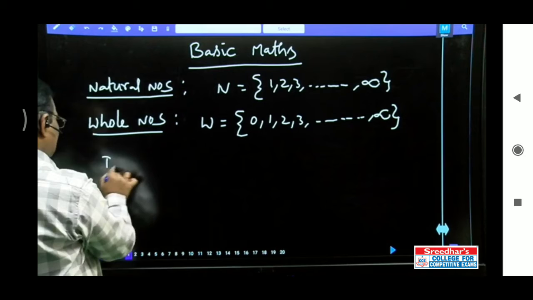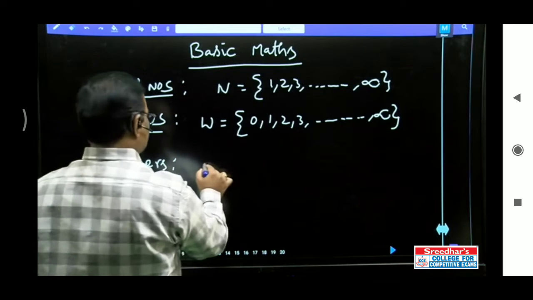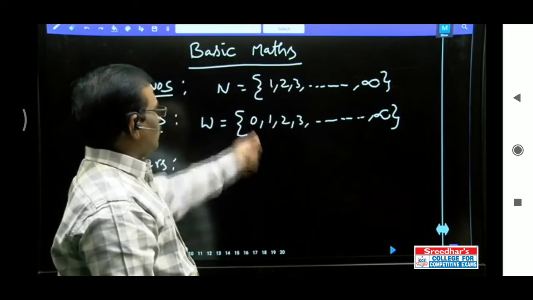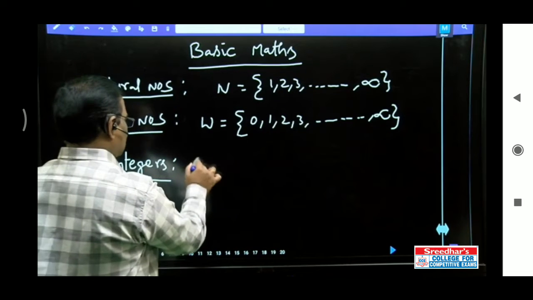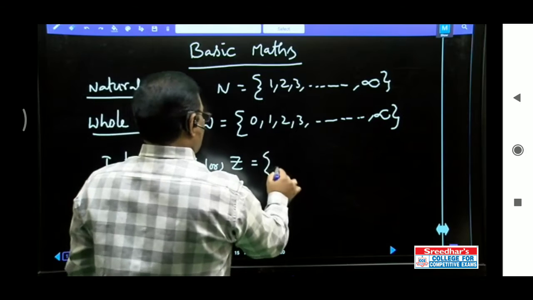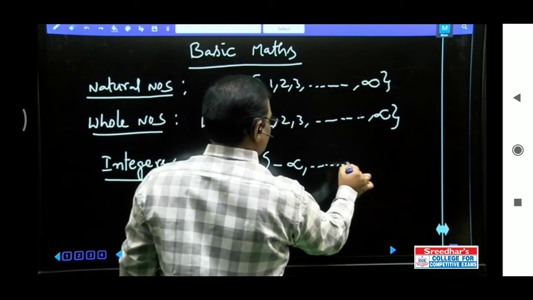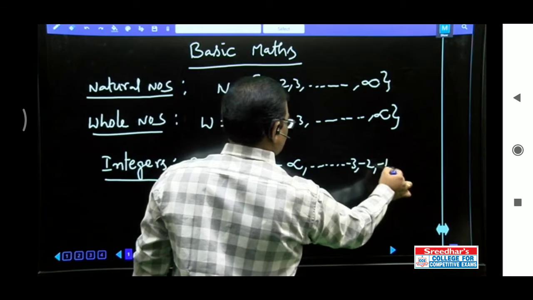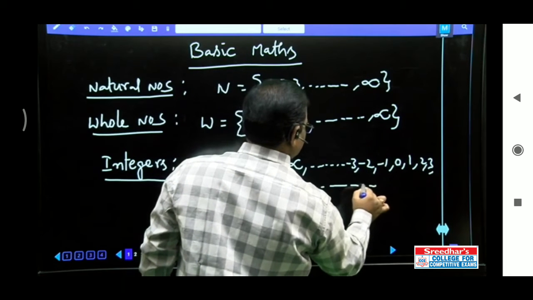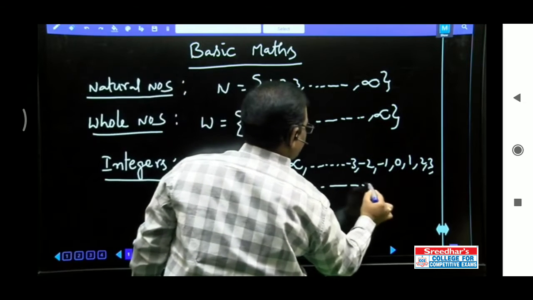Next, integers. Set of integers. What are integers? Natural numbers and their negatives together with 0 are called integers. The set of integers is denoted by the letter I or Z. Minus infinity to minus 3, minus 2, minus 1, 0, 1, 2, 3, and this is up to plus infinity.